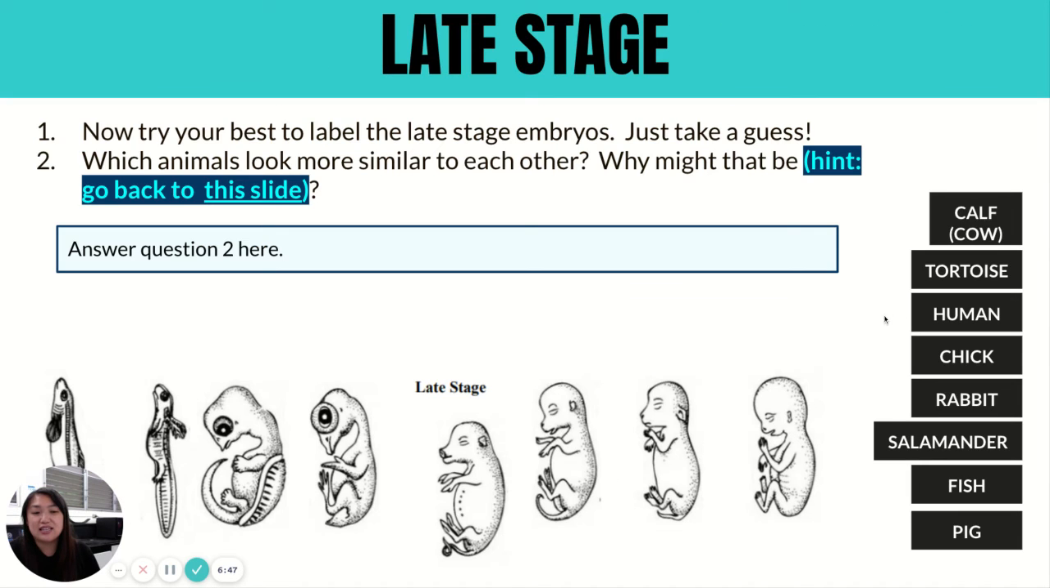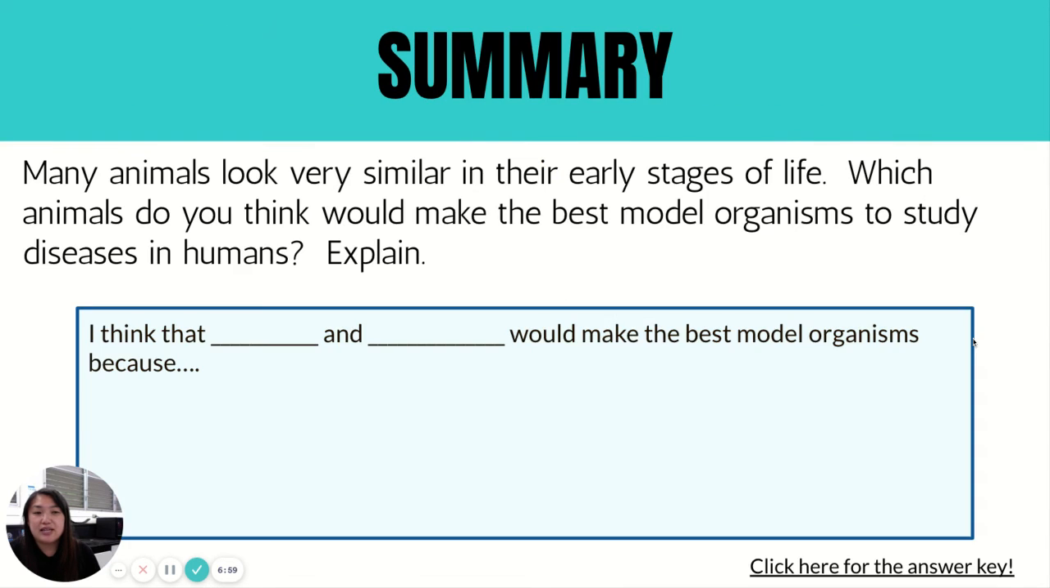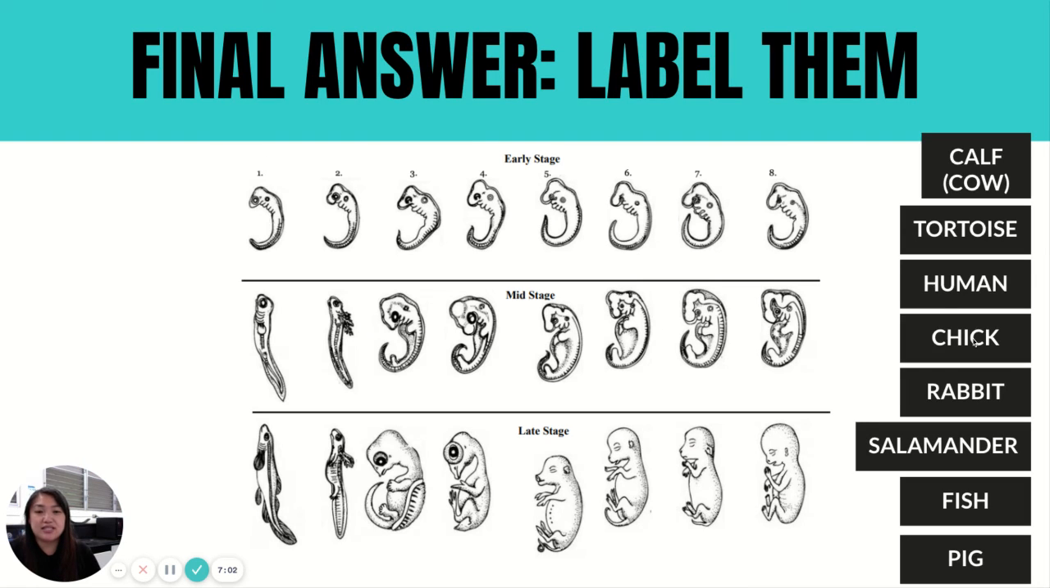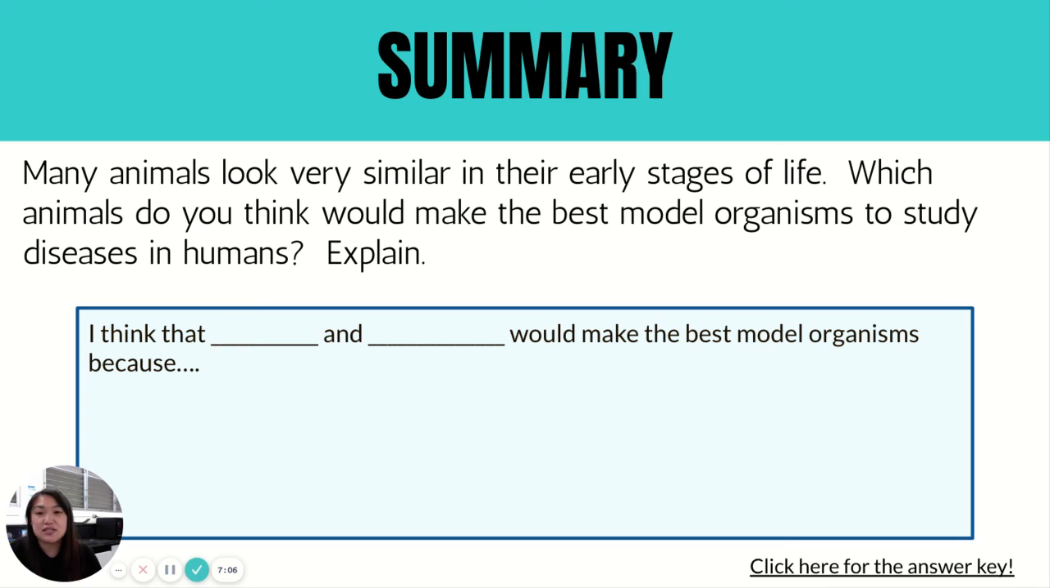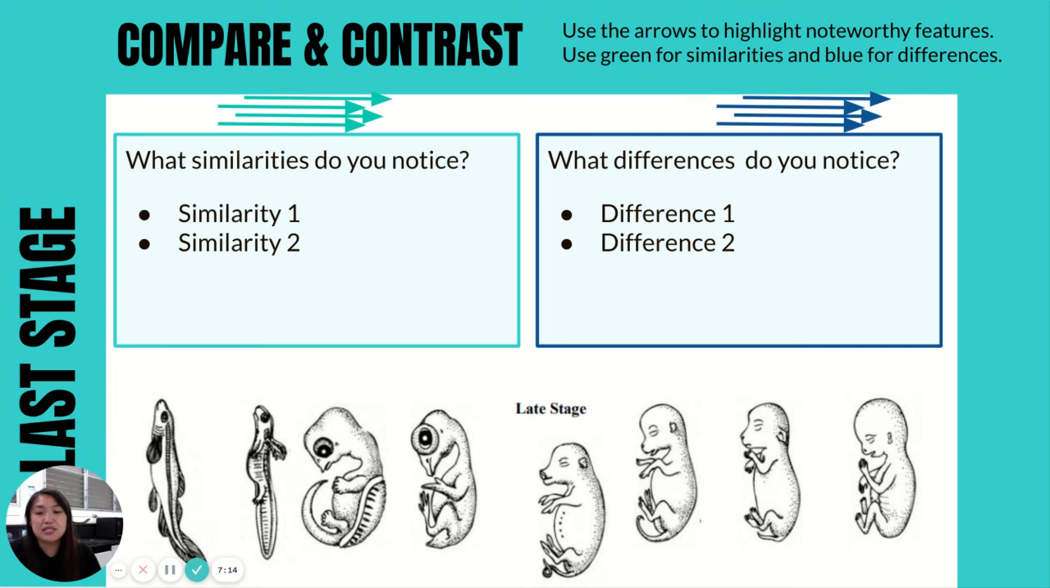And then finally, the late stages. So this is closer to when they're going to be born. So now try to label them. And then what similarities and what differences do you notice? And then finally, you're going to take a look at this and you're going to try to label the final answers. And then lastly, you're going to write a summary. So which animals do you think would make the best model organisms? Which ones look the most similar to humans as they develop?